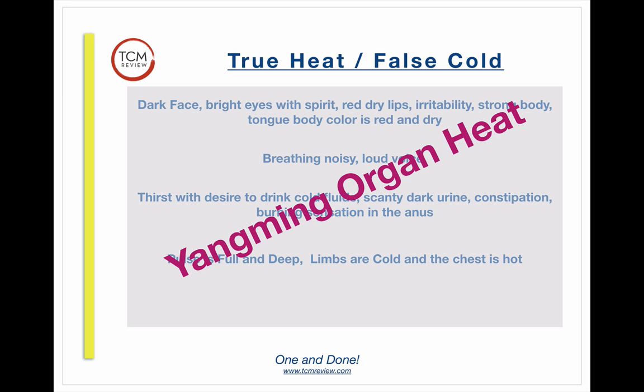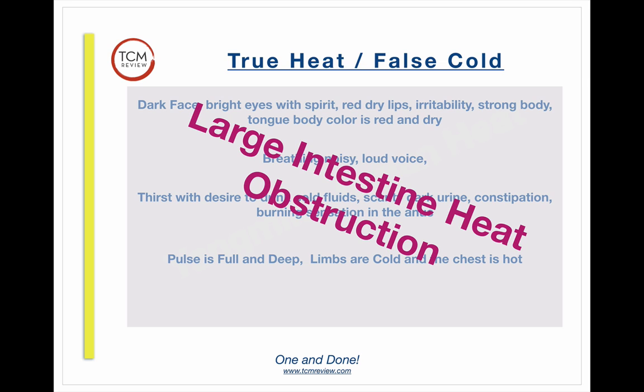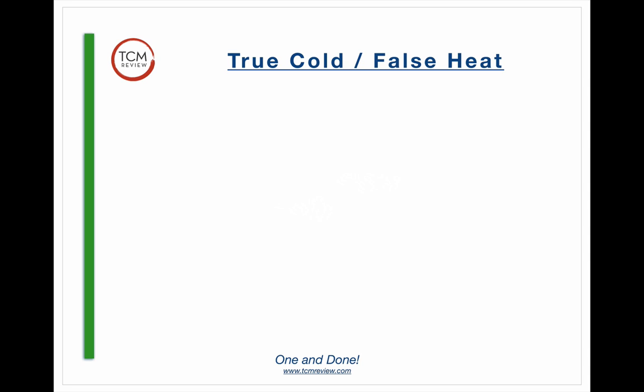Now, in this case, it's not identical to the Zongfu pattern of large intestine heat obstruction, and it's not quite identical to the Yang-Ming organ heat, but there are definitely similarities that are happening here. The key one being constipation and heat buildup in the interior, leading to limbs that are cold. Okay, now let's look at true cold and false heat.